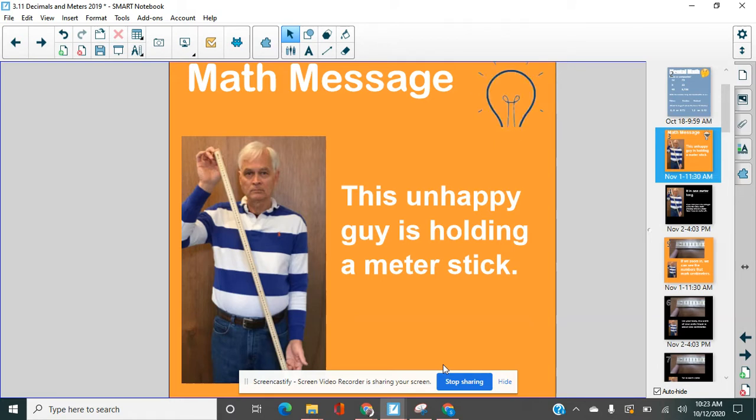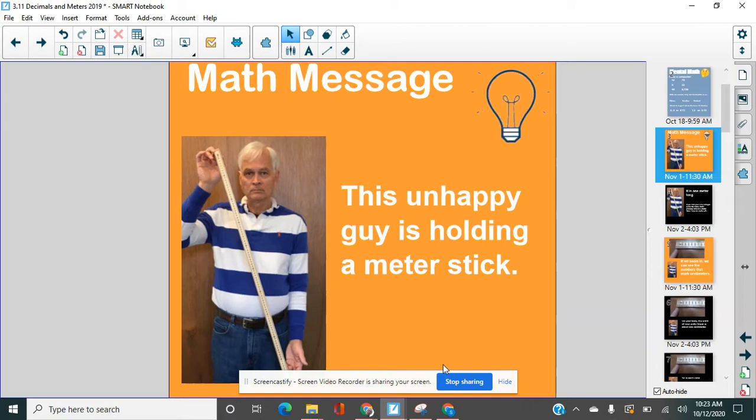Today, we are going to take what we have been learning about decimals and connect it to meters and centimeters. Look at this unhappy guy. He is holding an example of a meter stick. Now, you might have one in your house, but you might also have a yardstick. And they're close, but they are not the same.